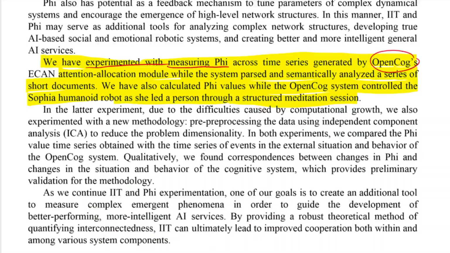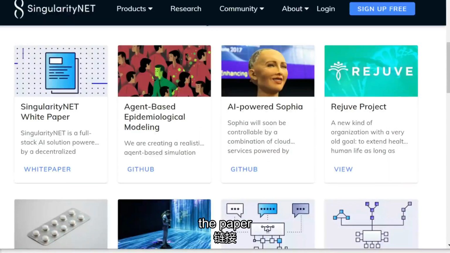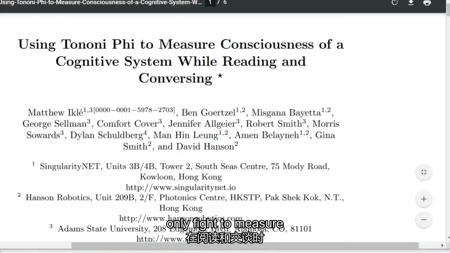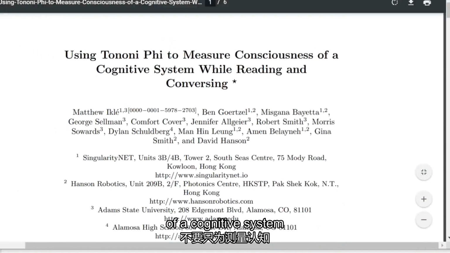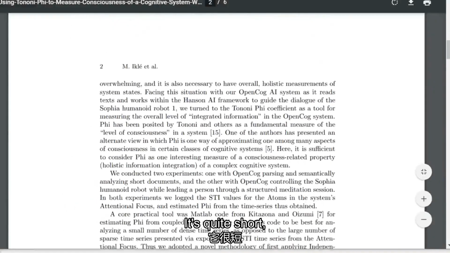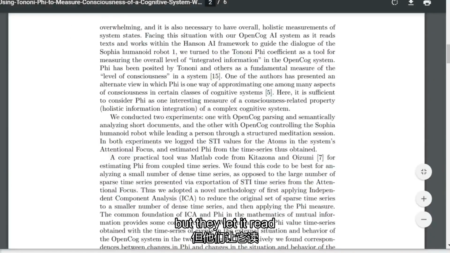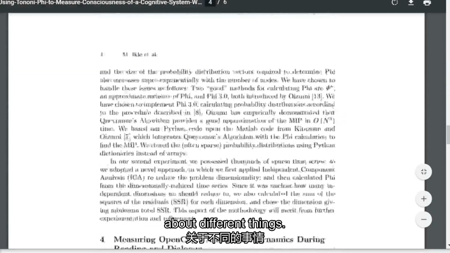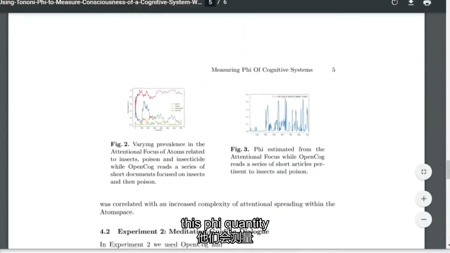across time. And so I was wondering, like, what's behind this? So I went and I read the paper that's linked there. That's this: using Tononi's phi to measure the consciousness of a cognitive system while reading and conversing. And so this is a paper. It's quite short, but they let it read texts about different things, and they measure this phi quantity.